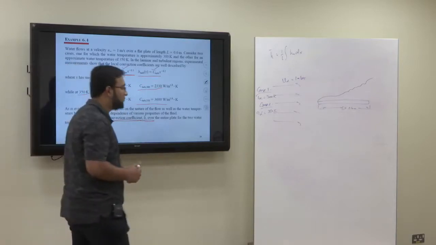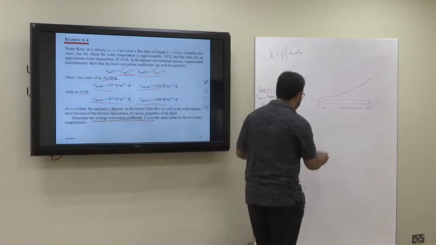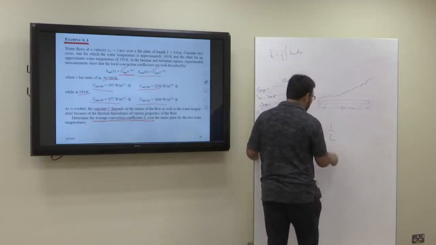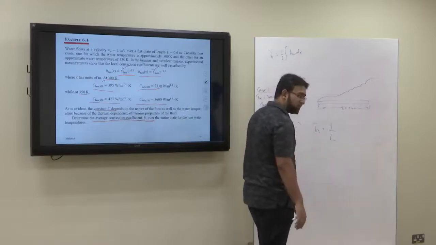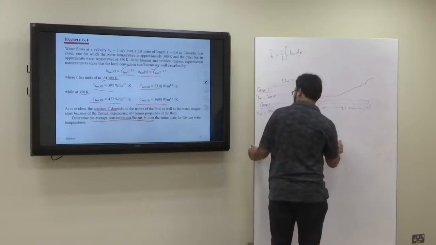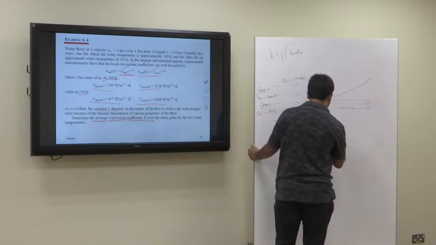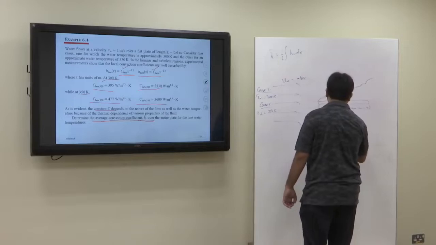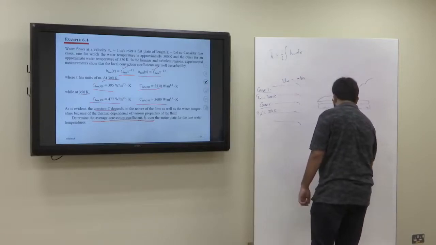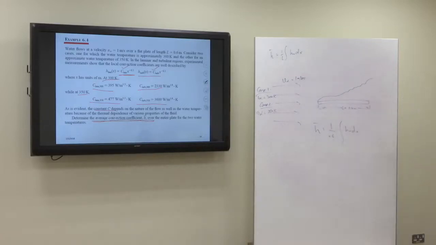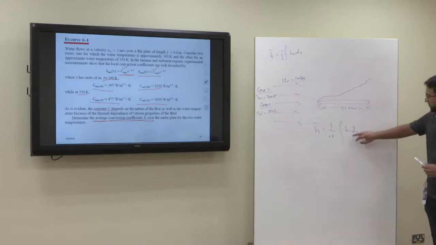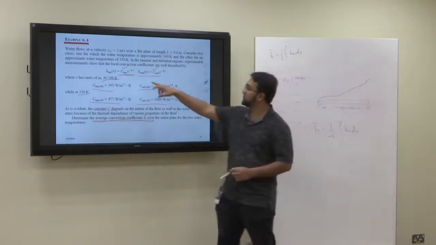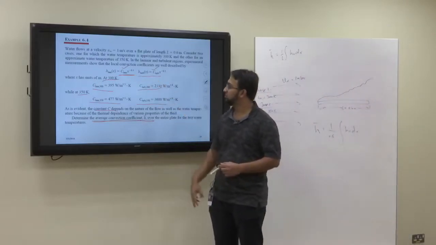The formula is very simple: H average is equal to 1 upon L, where L is known over the entire plate, 0.6, times the integral of Hx dx. Now here is a problem. Which H should I use? I have a formula for Hx for laminar and for turbulent.